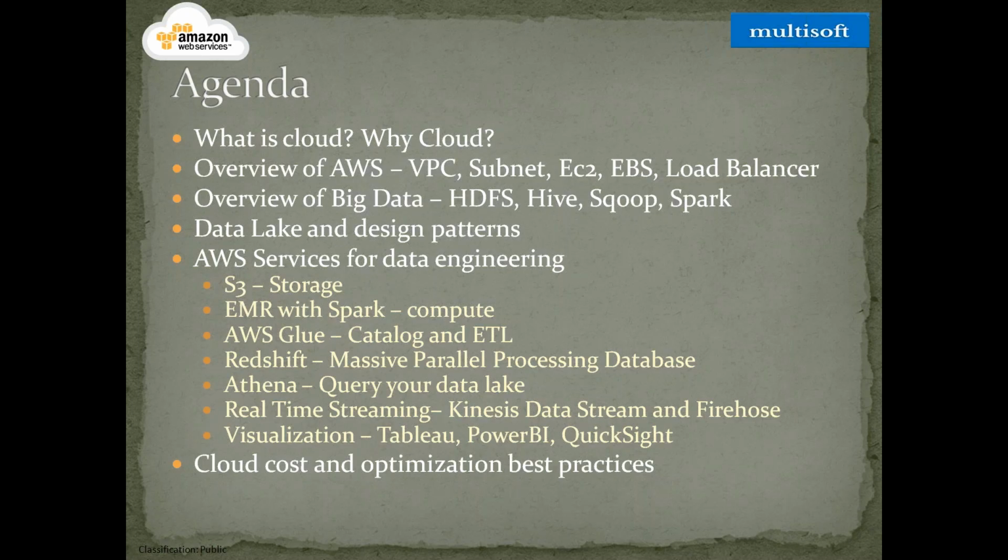Then we get into the AWS data engineering space, where we'll be talking about S3 and then EMR with Spark. I plan to include Databricks also, and I'll give you the reasons why Databricks. Then AWS Glue, a catalog and ETL tool. Then Redshift, a massively parallel processing database, very powerful on the cloud. AWS has moved into the data warehousing space using Redshift a lot.